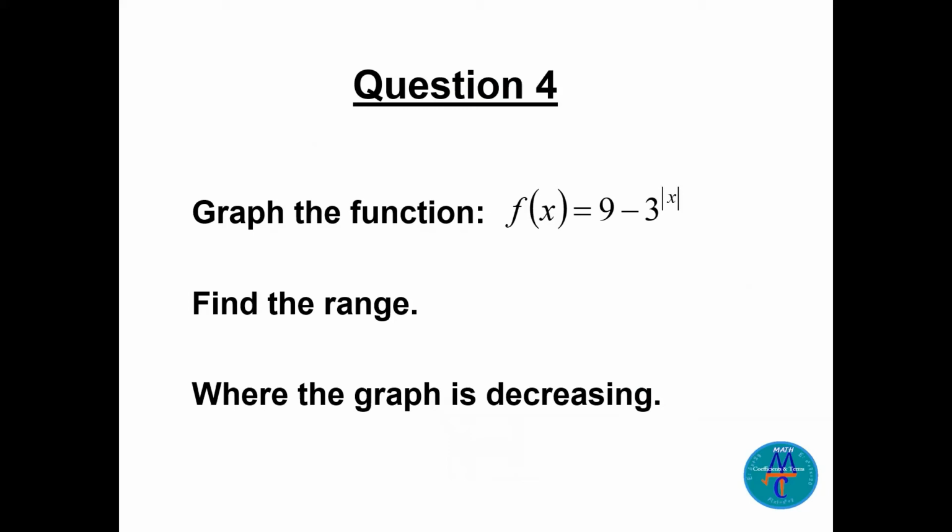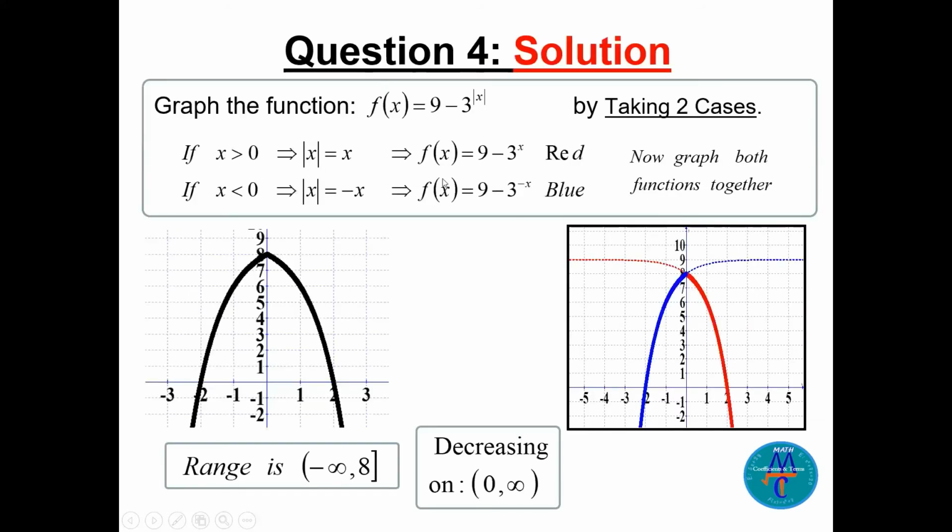Question number 4, graph this function, f of x is equal to 9 minus 3 to the power absolute value of x. Find the range after graphing where the graph is decreasing. Let's see. When we have absolute value on the x, remember, you can use 2 cases. If x is greater than 0, that means the absolute value of the x is x. We know that from algebra.